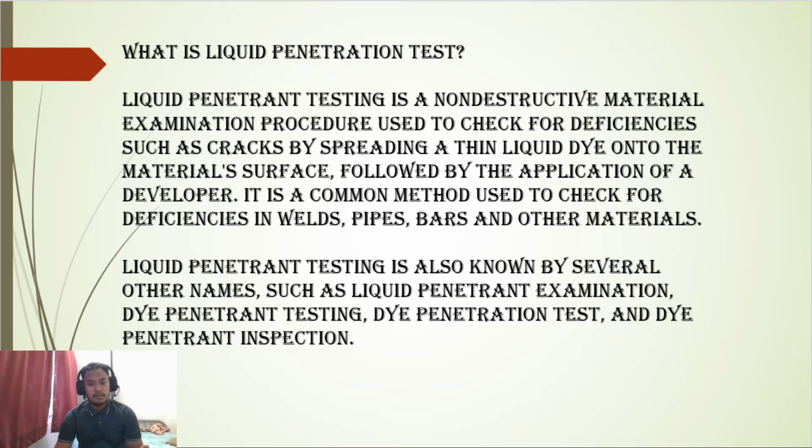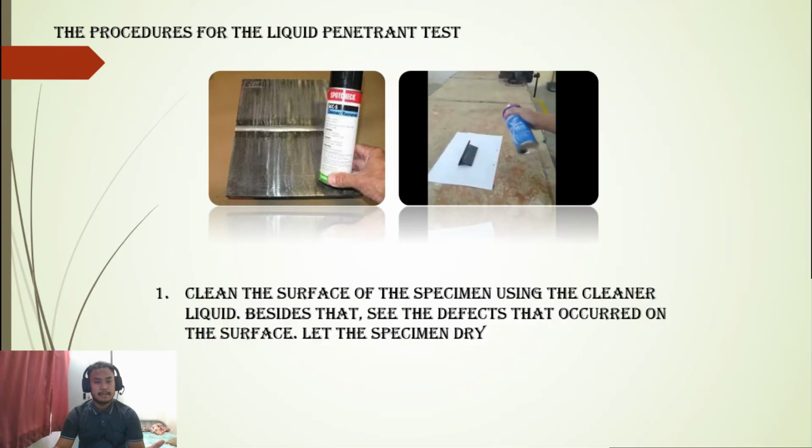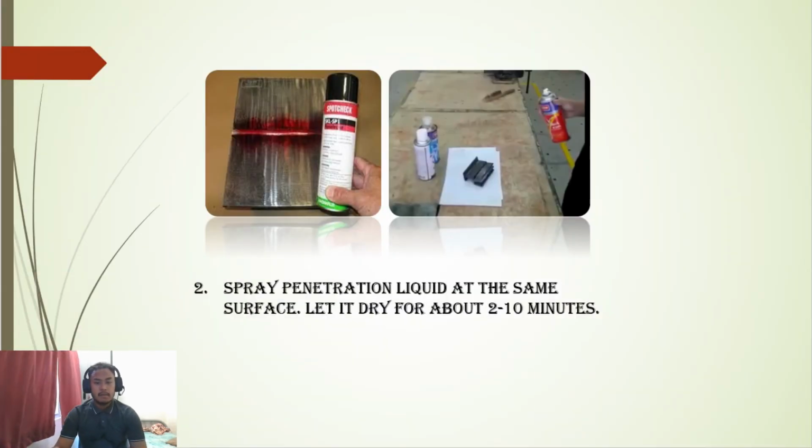So I'm going to present about the procedure for the liquid penetrant test. For the first step, we need to clean the surface of the specimen using the cleaner liquid, and besides that, see the defects that occur on the surface and let the specimen dry after we spray it. As we can see in the picture, there is a cleaner liquid spray and we are spraying it onto the specimen. For the second step, we are going to use a penetration liquid spray, and we are going to spray the penetration liquid on the same surface of the specimen and let it dry for about 2 to 10 minutes.